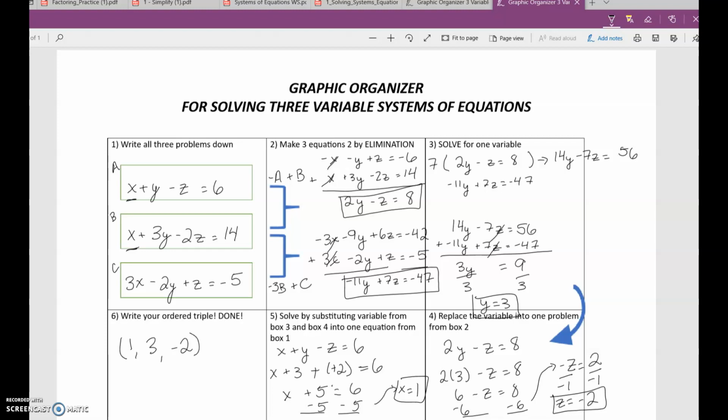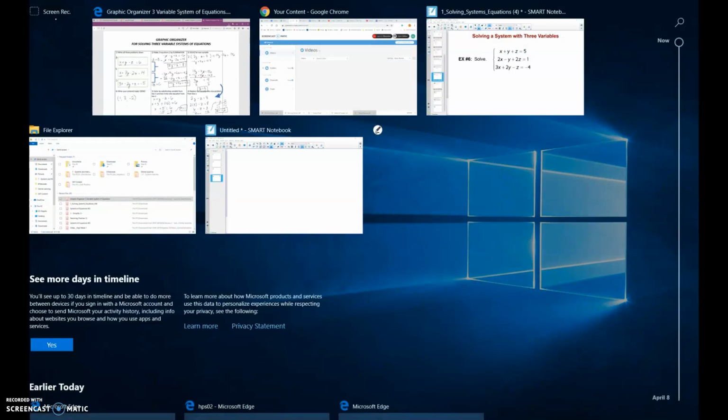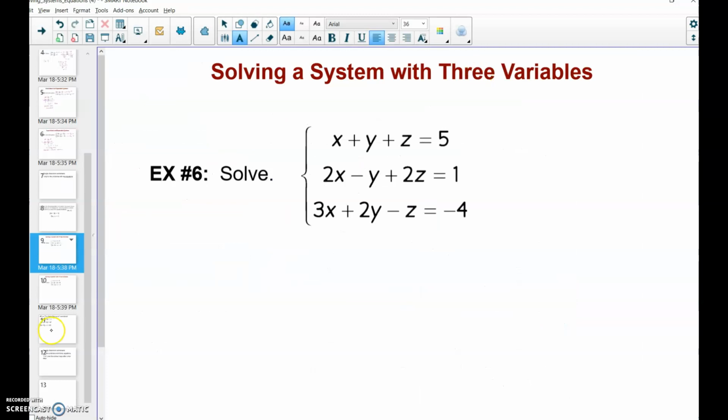Okay, so that one was just another review one that we've had. I'm going to do one more example with you guys, and then you guys can go ahead and look at the worksheet that you had from Monday to practice some of the other ones. This next example is actually going to be an example from a problem on your worksheet.